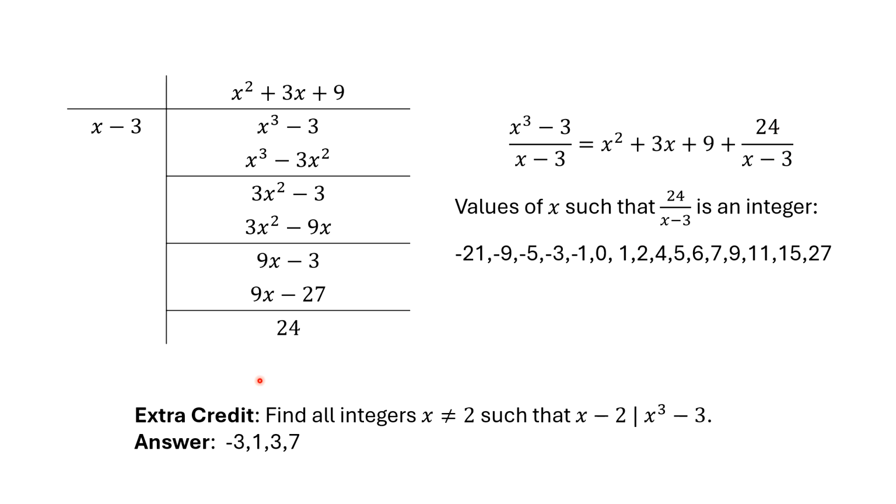Okay, then I have an extra credit problem that I made up. Find all integers such that x minus 2 divides x cubed minus 3. And the way you would do that is similar, using this long division. And I'll give you the answers, but not the details in this case. So there's 4 possible solutions.